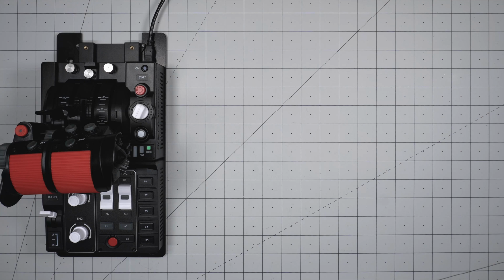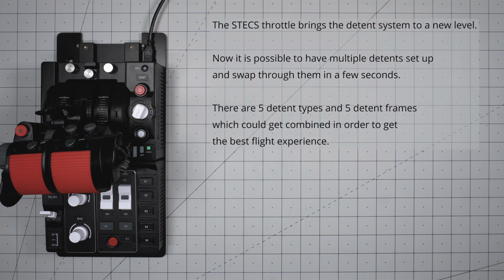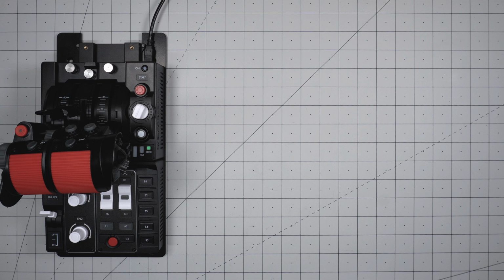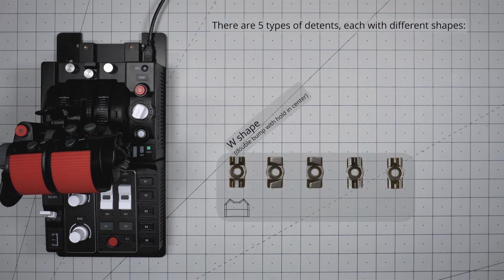The VKB STECS throttle, even in its phase 1 form, is bringing detents to a new level. Using any combination of the 5 provided detent modules in 5 detent frames, user customized and configured detent presets can be swapped in and out in a matter of seconds so that you can curate the best flight experience for you.